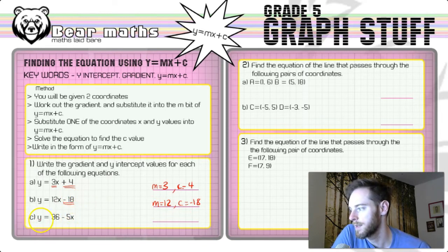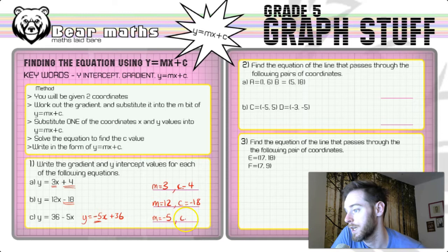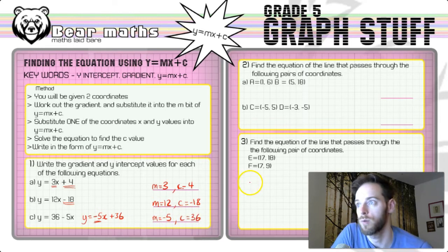Now in C, I've just chucked one in here that they love putting in exam papers, because it's the other way round on this right-hand side. If we just rearrange it to be y equals minus 5x plus 36, because that's what it is, it's just the other way around, we can see that the gradient is very clearly minus 5, and the y-intercept value is very clearly 36. And there you go. That's how you do those ones.